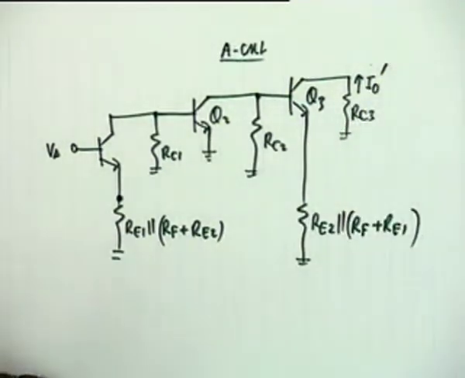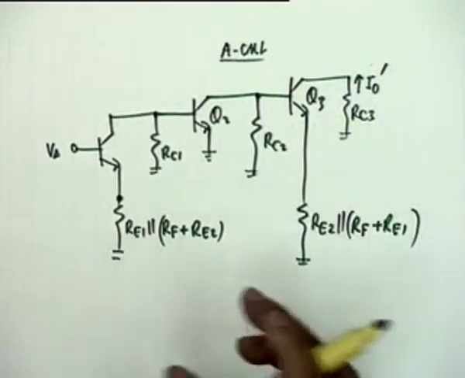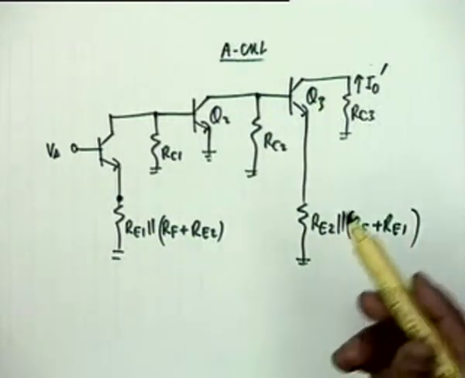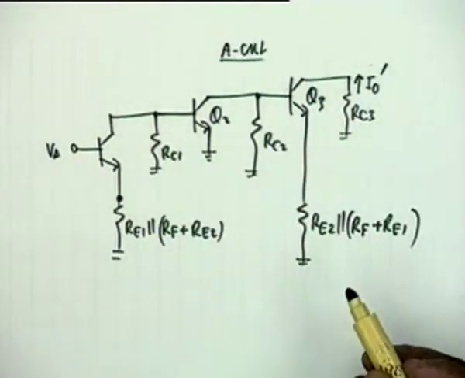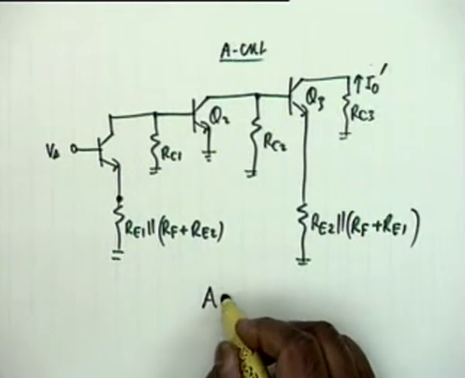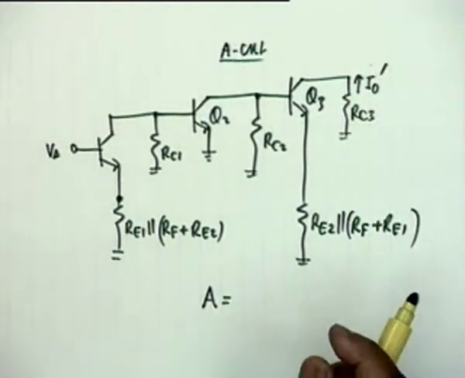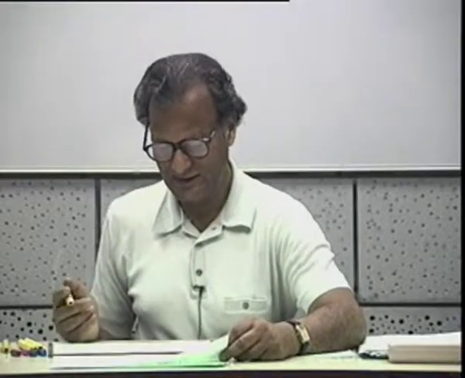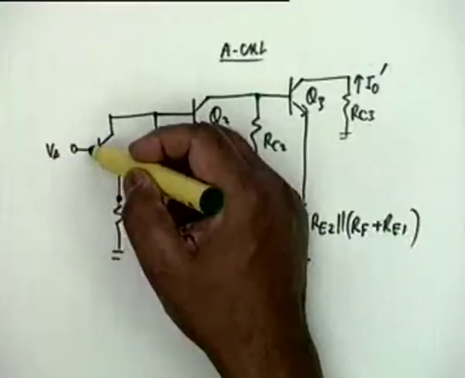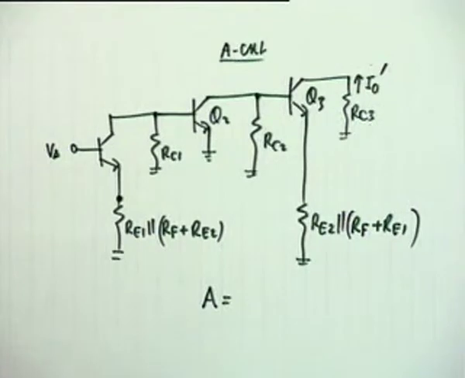Why do you say prime? Because this is the A circuit. Okay. Now the A circuit, what you have to calculate is the gain, which would be, fortunately there is no source or load resistance here. If there was, then you would have included this here.